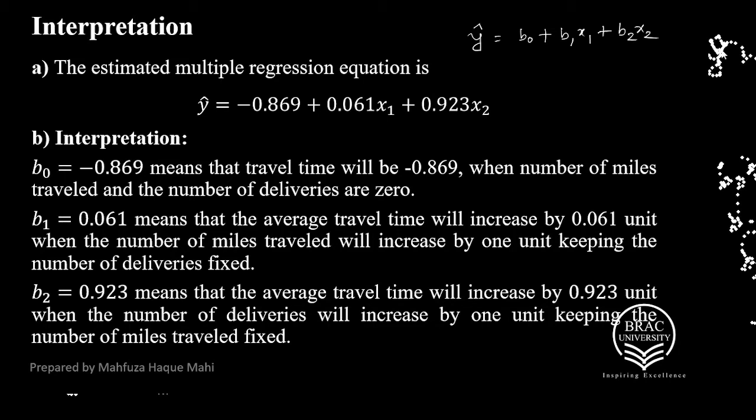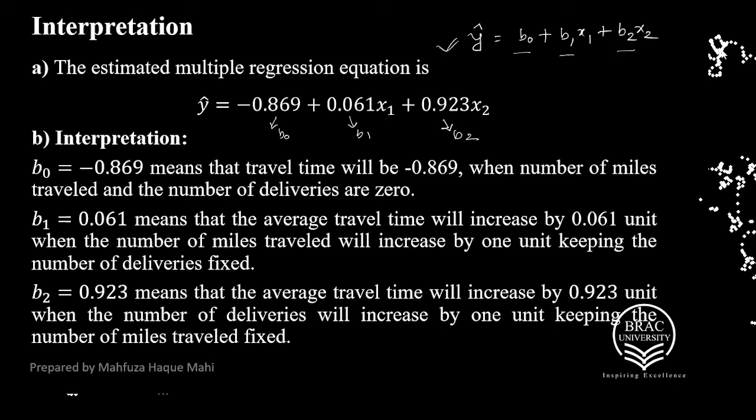So now we have the values of B0, B1 and B2. We put the values in this equation and we get the estimated multiple regression equation, which is y hat equals minus 0.869 plus 0.061 x1 plus 0.923 into x2. This is the value of B0, this is the value of B1 and this is the value of B2.